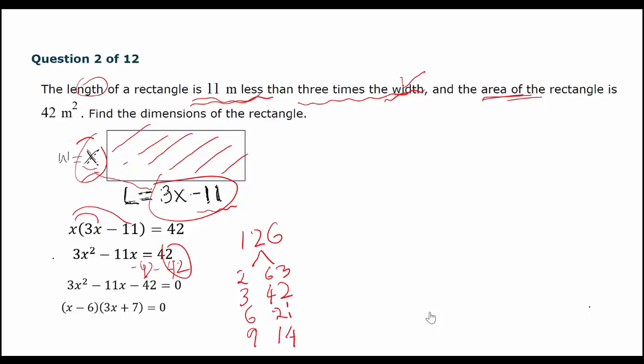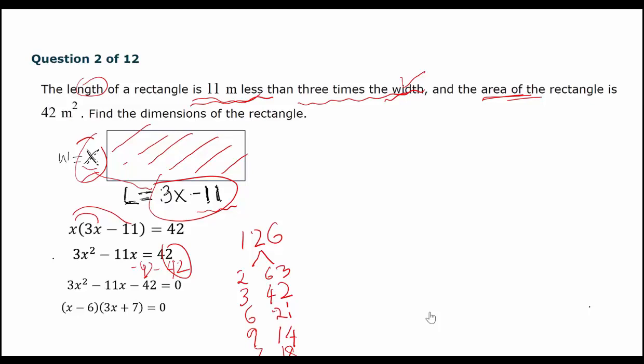Oh, I missed the 7 before 9. We should have another one. 7 times 18 is 126. Then we got 9. 10 is not working. 11 is not working. Then 12 is not working. And 13 is not working. 14 we already got. So we are done with the listing.